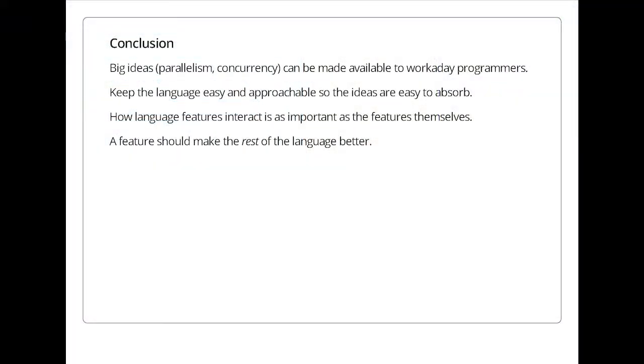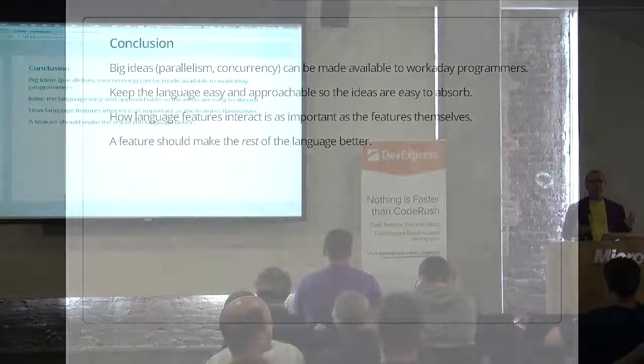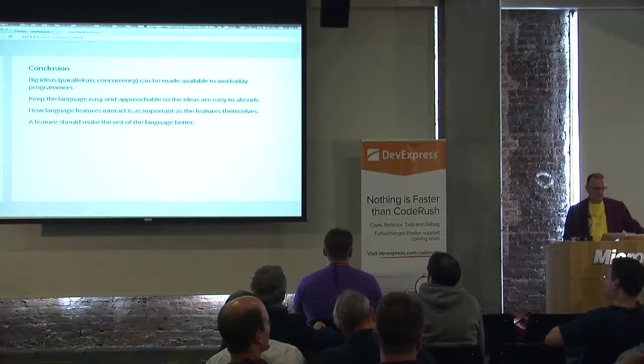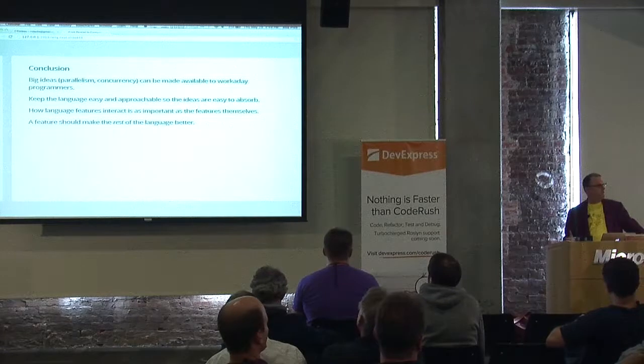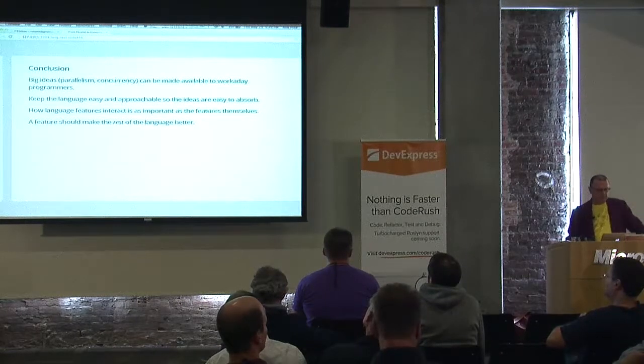And so in the big picture here, you can take big ideas like parallelism and concurrency, ideas that people are afraid of, and by presenting them the right way or hiding them completely, you can make them really useful to the community at large. And the trick is to keep the language easy and approachable so that the new idea you're bringing in just sort of works out by itself. You don't have to fuss for it.